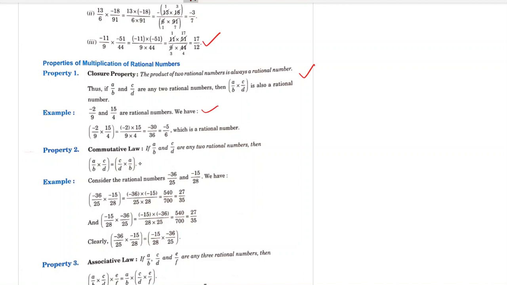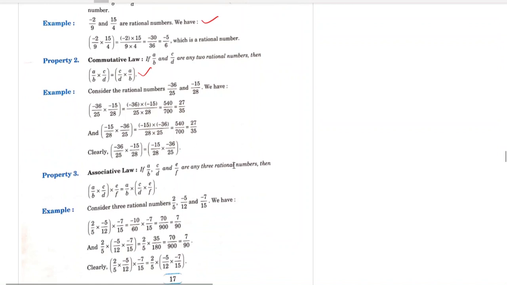Commutative law. Commutative law says that you can multiply two rational numbers in any order. You can multiply the first number by the second number or the second number by the first number. The answer will always be the same. So rational numbers are commutative for multiplication. Here they have taken an example of minus 36 by 25 and minus 15 by 28. They have multiplied these two numbers in different order, first into second and second into first. Still the answer is the same.